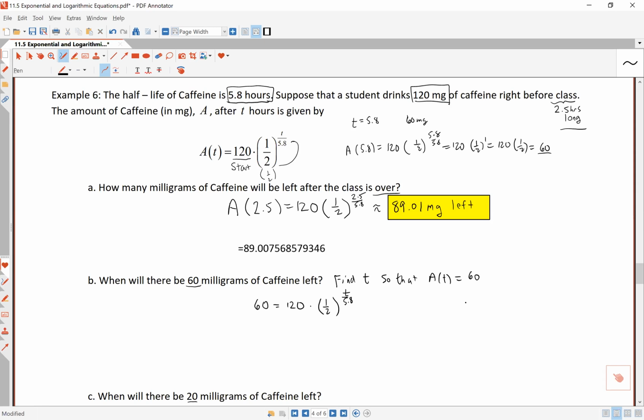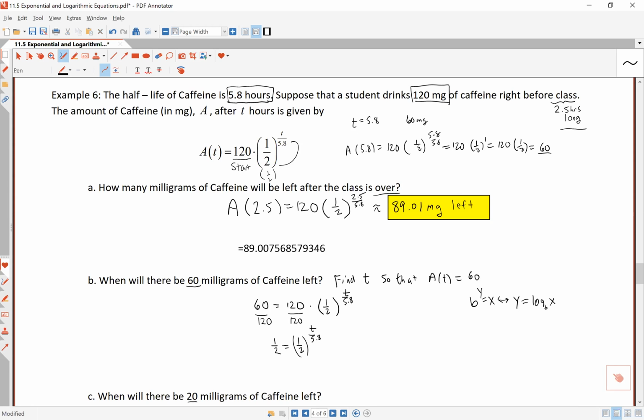Remember, when we solve exponential equations, b to the y equals x, solving for y, we write y equals log base b of x. So we want to isolate this exponential portion by dividing both sides by 120. And now it says 1/2 is equal to 1/2 to the T over 5.8. Now we could say that they have the same base and just equate exponents and say that T over 5.8 is equal to 1. But that's not going to work when we get down to letter C.